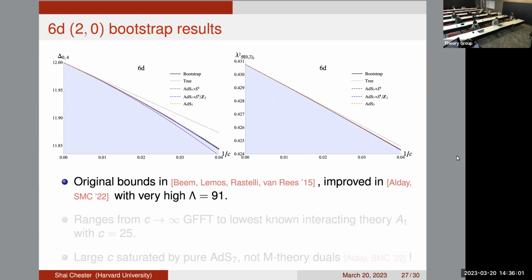For this CFT data, you can see it a little bit better, where you can see that there's a notable difference between purple for AdS7 × S4 as well as orange. Again, orange is negative, but with a smaller magnitude than AdS7 × S4. So it's closer to the numerical bootstrap bound.